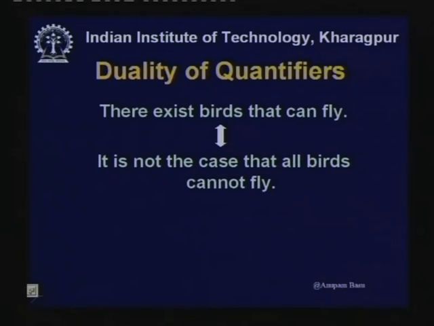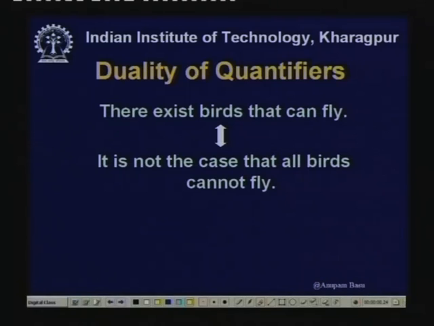Again, going back to the earlier type of thing, if I have a set here like this, in which there are elements, and my statement was it is not the case that all birds cannot fly, then it is again sufficient for me to show one particular element, and show that it can fly.